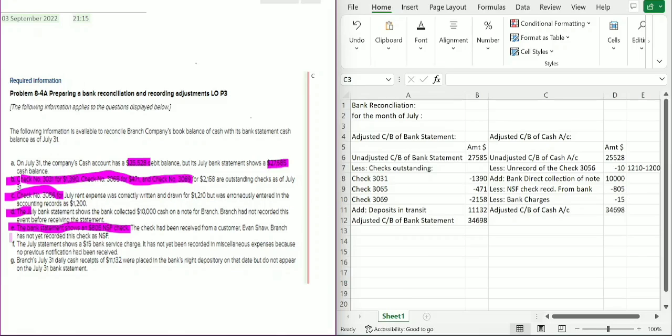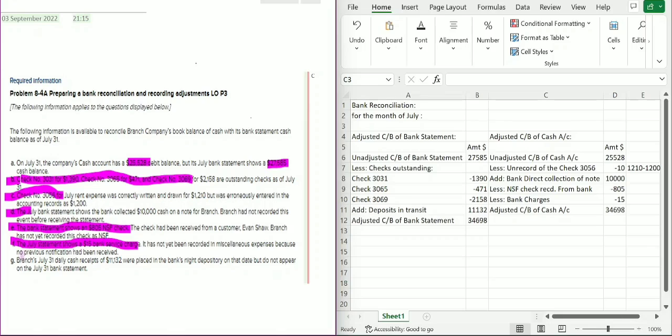Now we go to the other event, that is F. The July statement shows charges of $15 by the bank towards bank service charges, and the company comes to know about this charge when it receives the bank statement. So the company has to make an entry for the bank service charges. We reduce our cash by that amount, the $15.